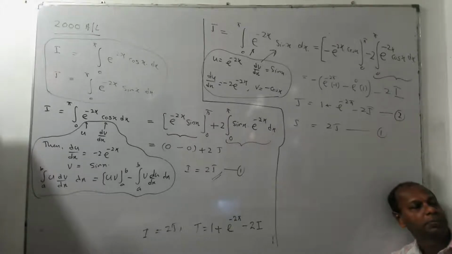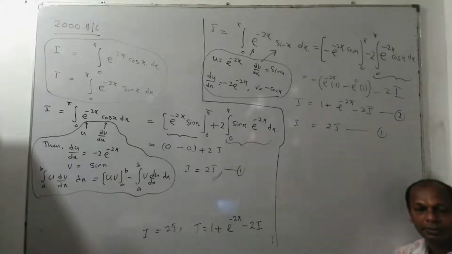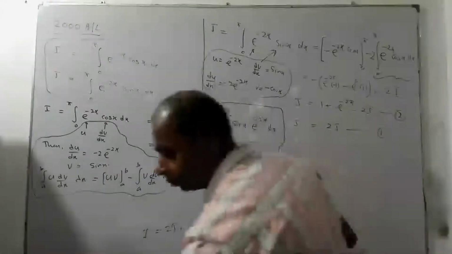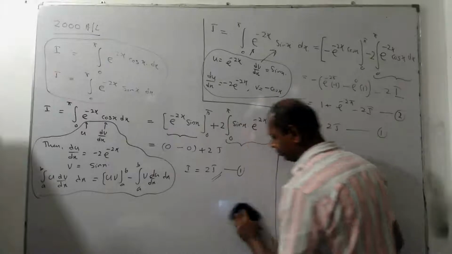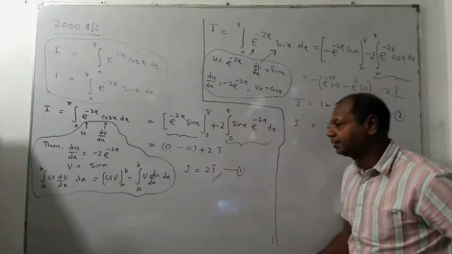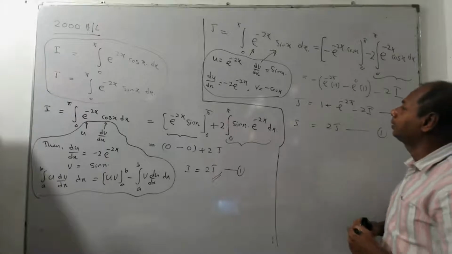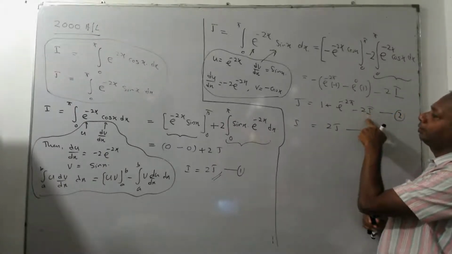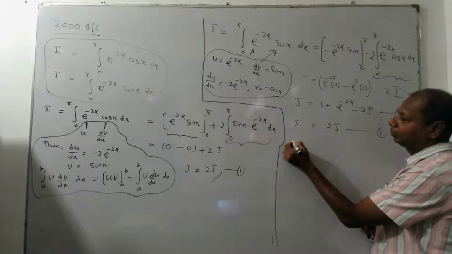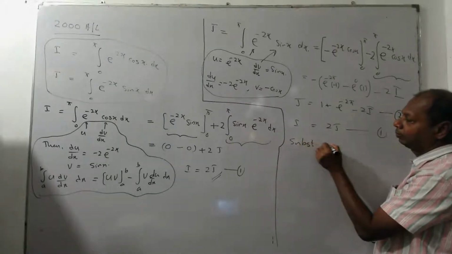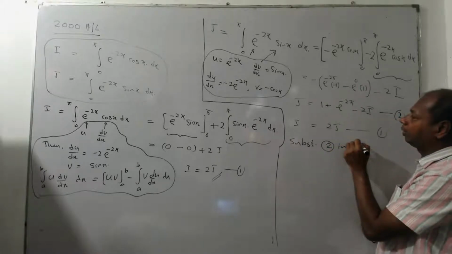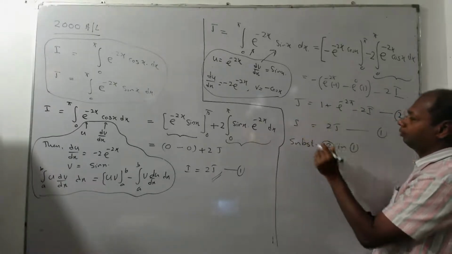You were asked to evaluate I and J, so just solve the two simultaneous equations. So we have proven the two results. Now we have two linear equations of I and J. Solve them. I can substitute for this I from this. Substitute from 2 in 1, from 1 in 2.